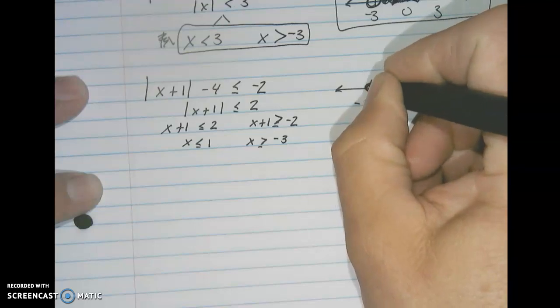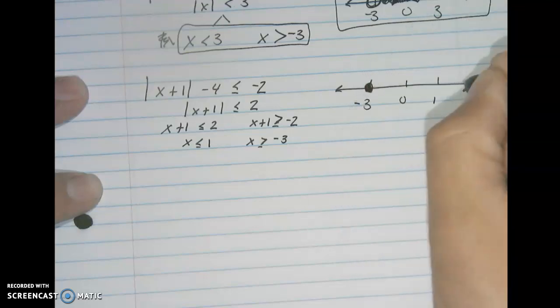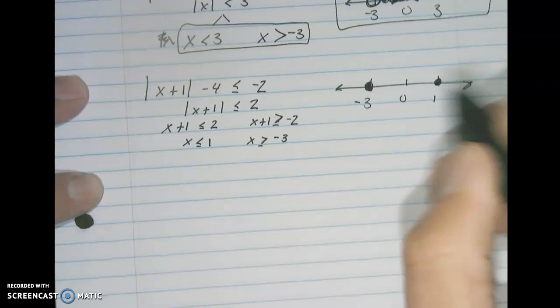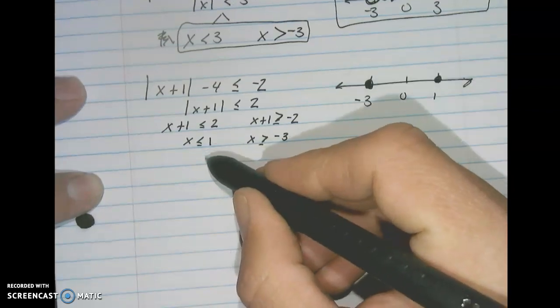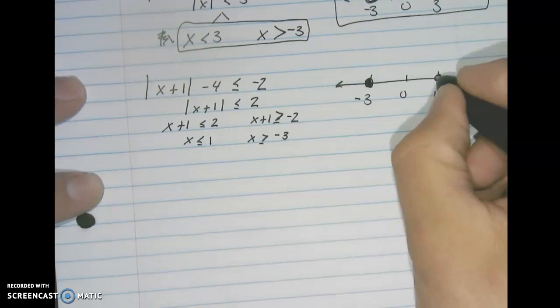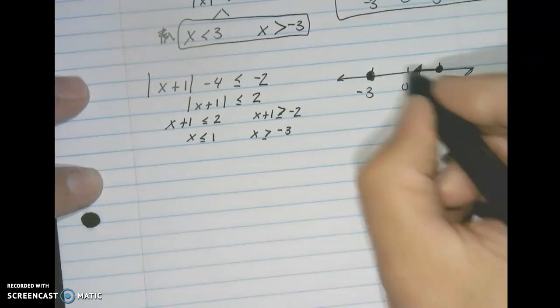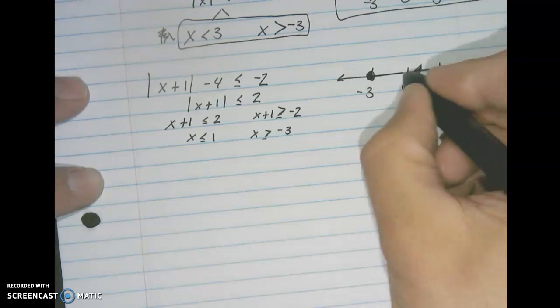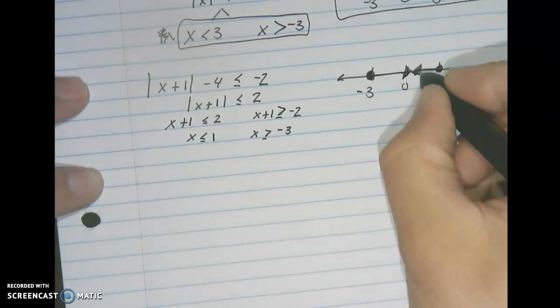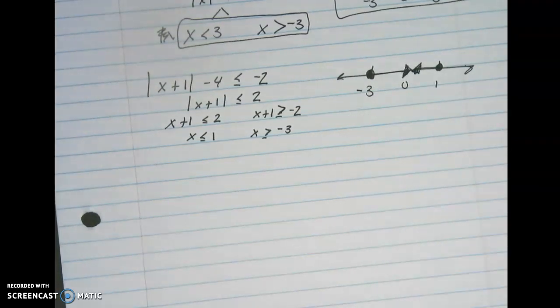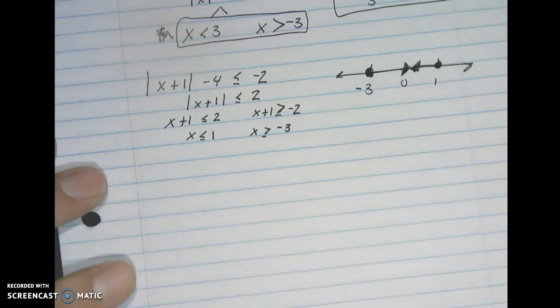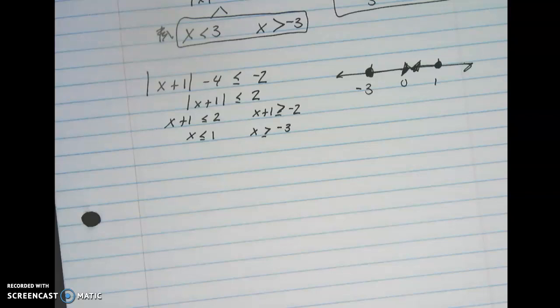Open or closed dots this time? Which direction is my arrow going from the 1? Which way for the -3? So you can either do those arrows going together like that, or you can do the little scribbly, whichever way you like is fine with me. Okay?